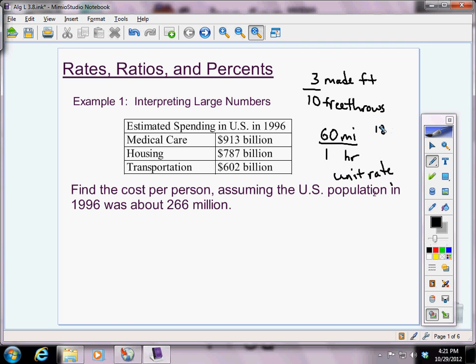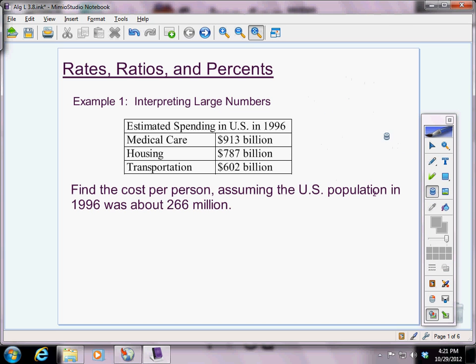I could say that we traveled 180 miles in 3 hours, and you'd say, okay, well, how fast were you going? Because we want to go back to a unit rate. Both are ratios, both can use division to compare two quantities, but a rate compares different quantities.